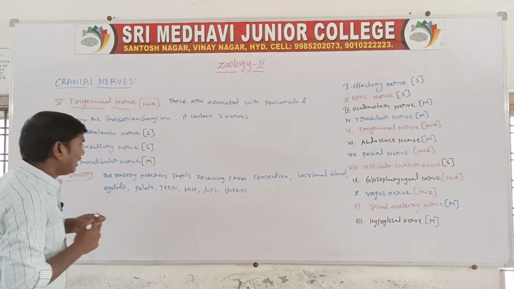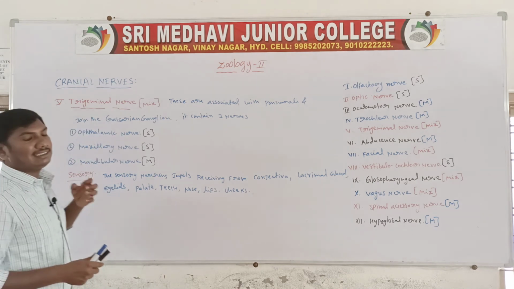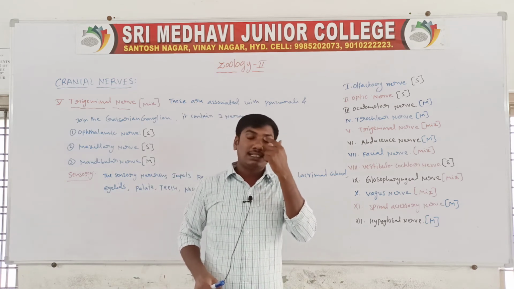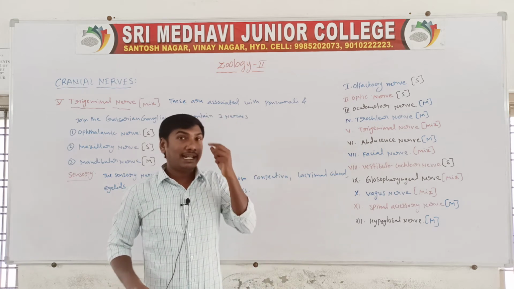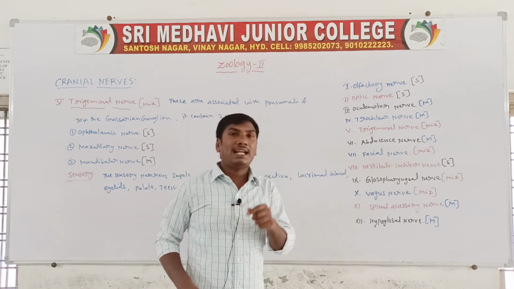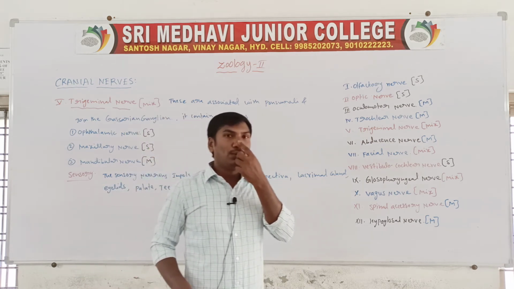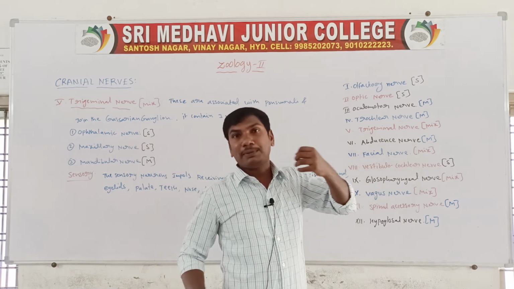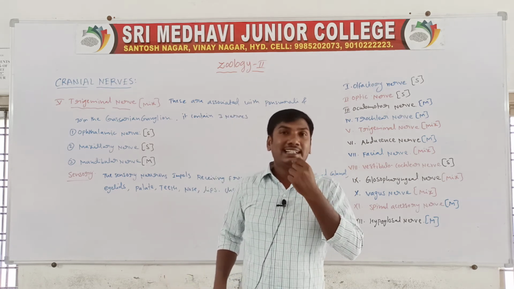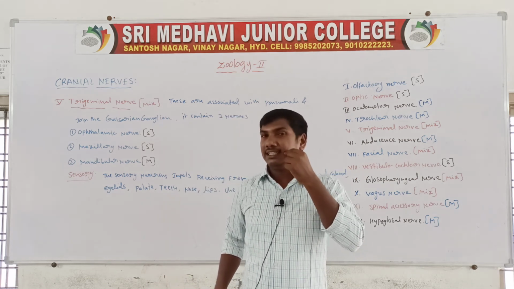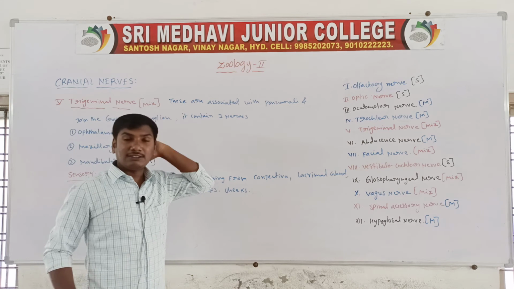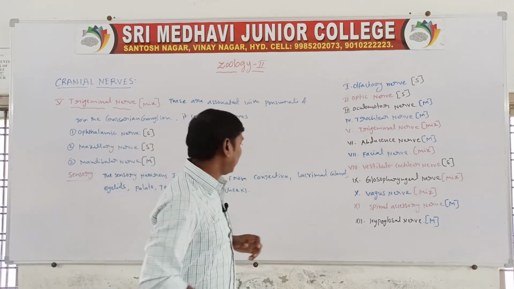So, this is the sensory impulse received from the conjunctiva and the lacrimal glands. The lacrimal gland is where tears are present. Next, eyelids, then palate, lips, teeth, nose and cheeks. These sensory impulses are received and sent to the pons varolii of the brain. So, that is the sensory area.